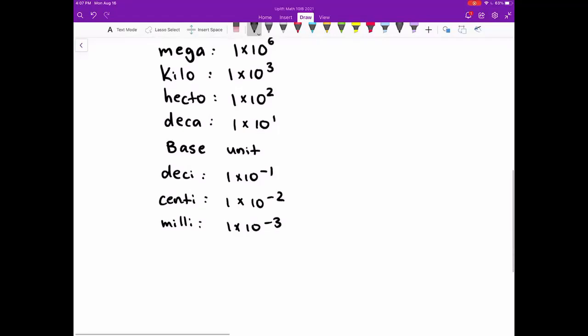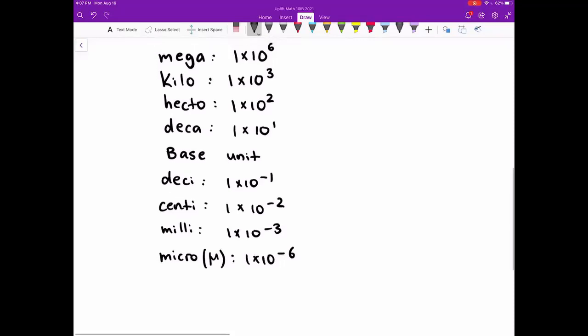Isn't it centi? No, it's smaller. And then we have micro, which is a weird mu. It's a Greek letter. I'm not sure, but it's 10 to the negative 6. Oh, okay. And then there's stuff below that and stuff above this, but I think those are the units you're most likely going to encounter.